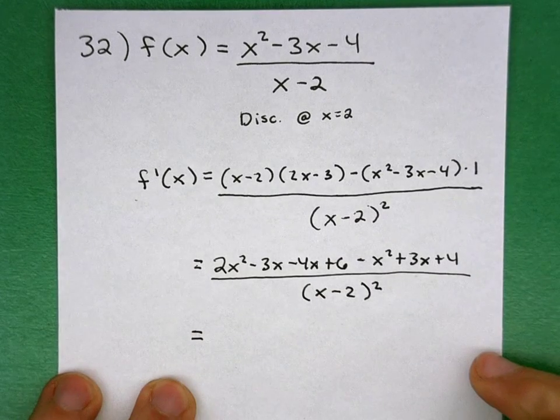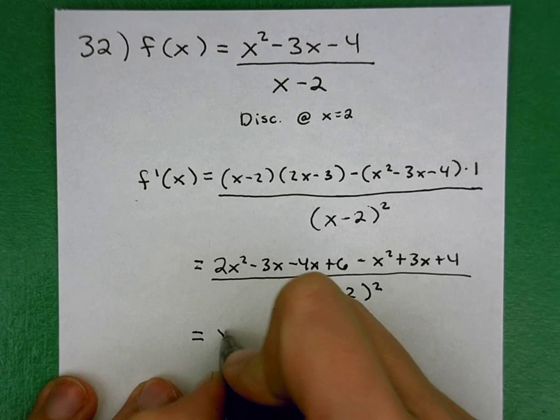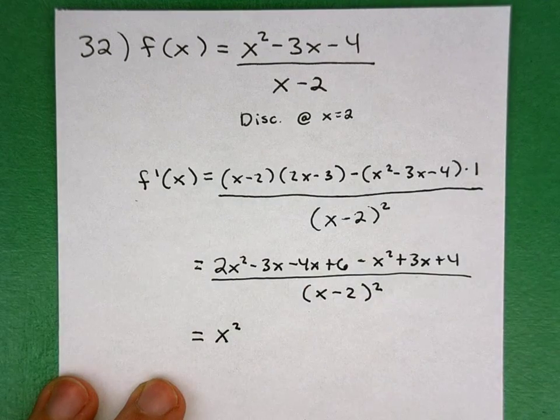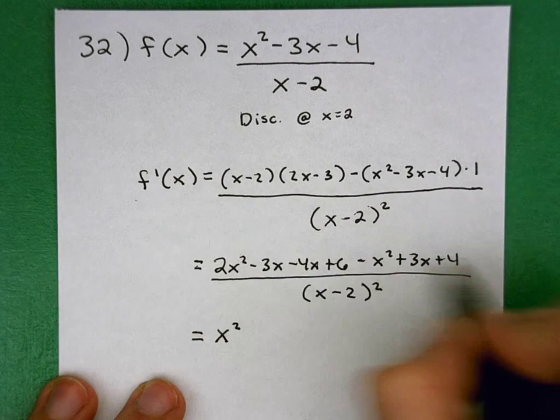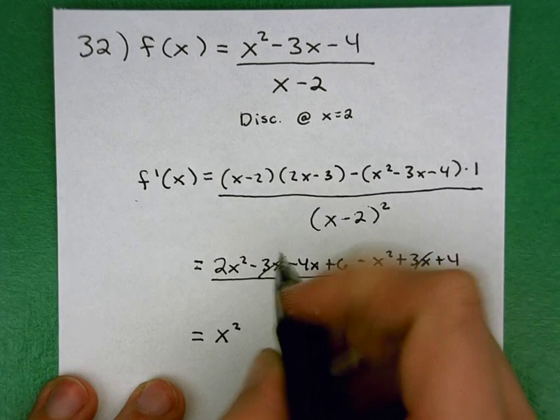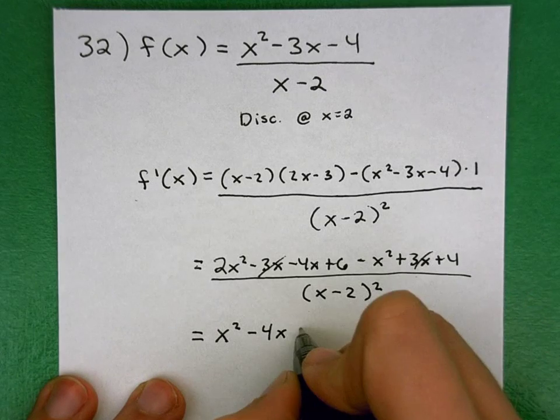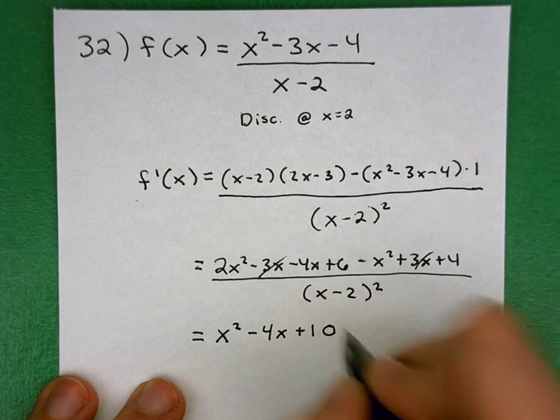Once I've done that, I'm going to go ahead and combine some like terms here. We have 2x squared minus x squared, which is x squared. We have negative 3x plus 3x. They cancel each other out. So we're left with minus 4x, and 6 plus 4 is 10.